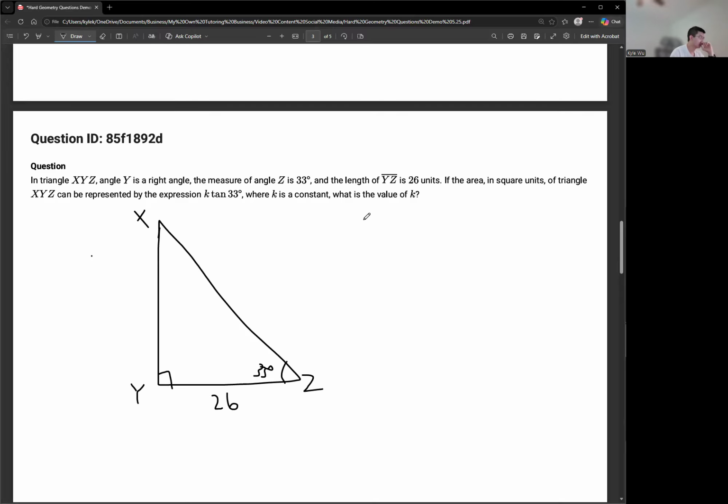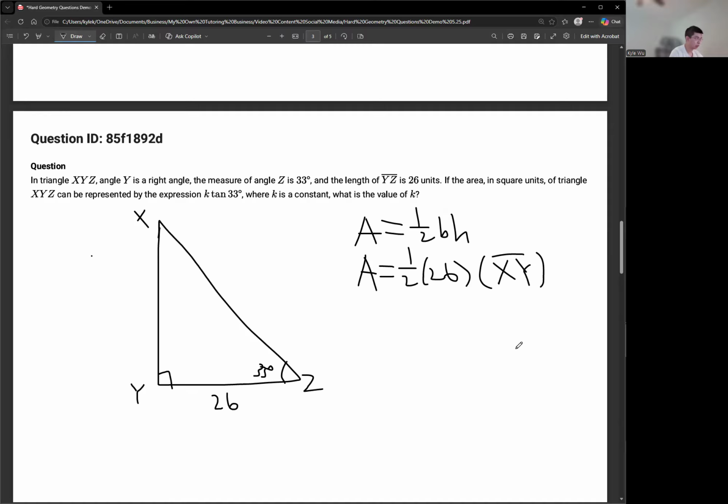And so as a reminder, your area equals 1/2 base times height of a triangle. Now, if we plug in the things that we do know, we have area equals 1/2 times the base, which is 26. The height is XY. Whatever the length of XY is, that's going to be our height. Problem is we don't know what XY is out of context.